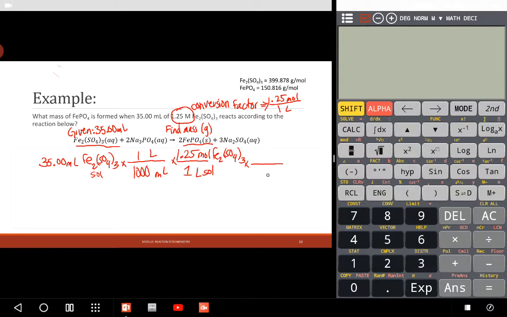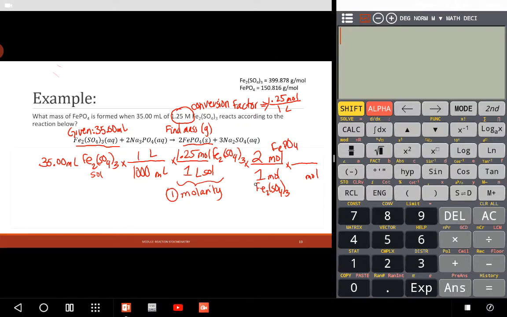Now I need to cancel out my moles of Fe2SO4, and I need to get into moles of the compound I'm interested in, which is FePO4. And so that's a 2 coefficient in front of that compound and a 1 coefficient in front of the other. And now I need to get out of moles of my new compound, because I always need to get into moles. That's my molarity.